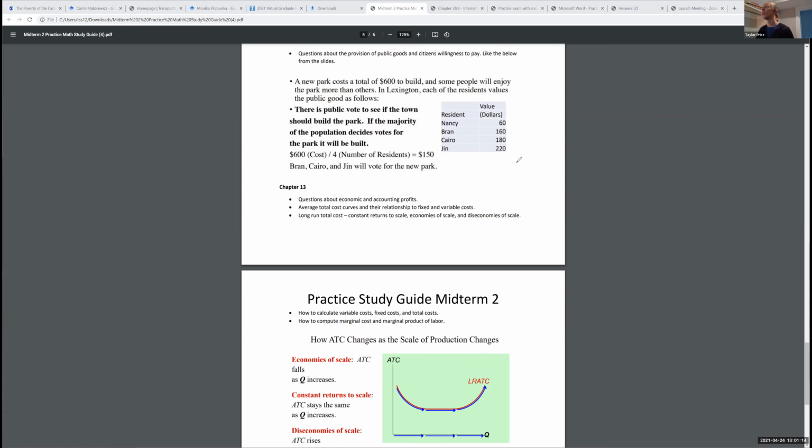Yeah, so it'll always be worded as value. Another way it could say is willingness to pay. You can think of willingness to pay and value as similar terms, because value is how I personally value something, whereas willingness to pay is saying I would be willing to pay $220 for a new park.